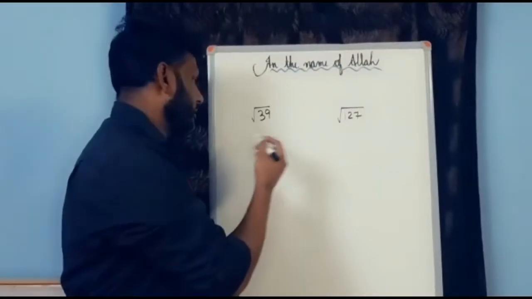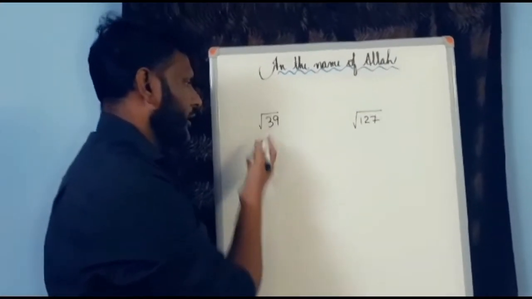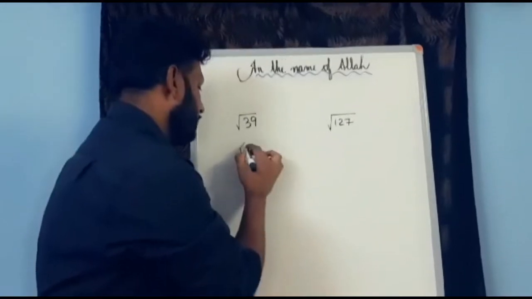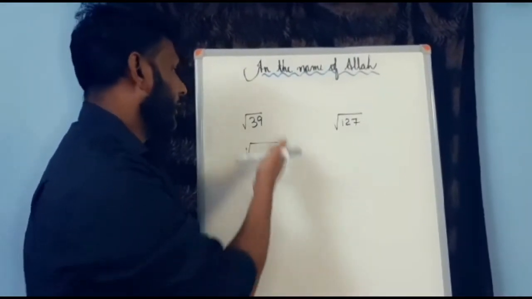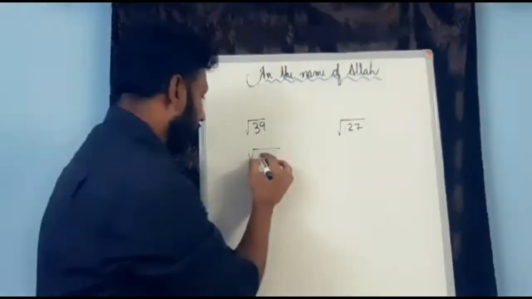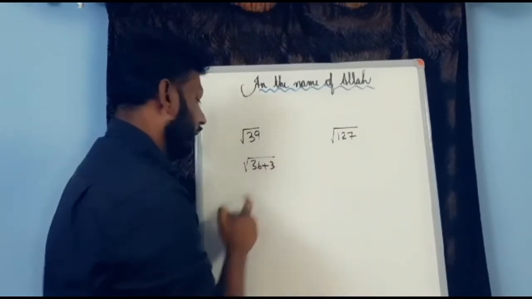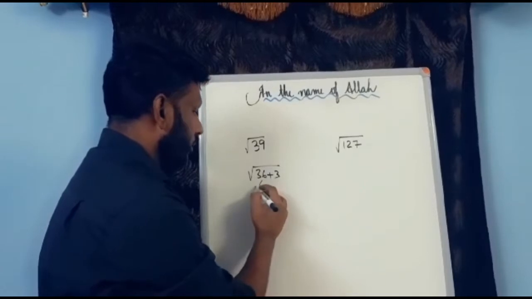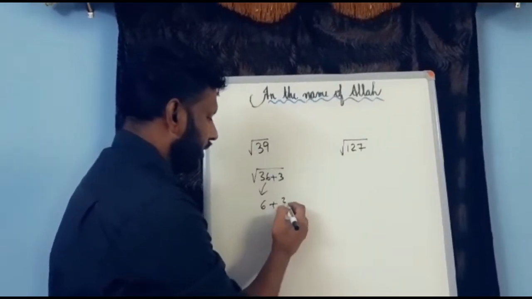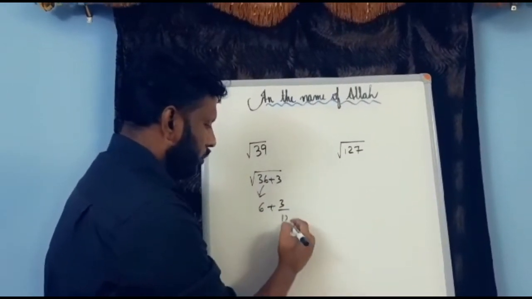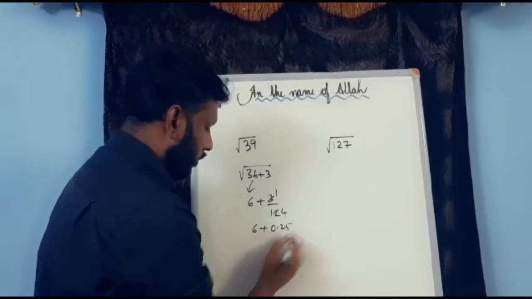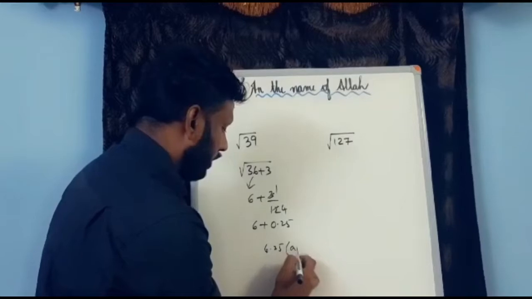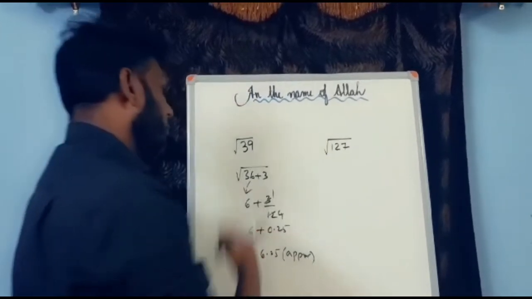Now another example. Surely 39 is not a perfect square, so split the number in such a way that one part is a perfect square, and depending upon the number we have to add or subtract. So 36 plus 3 is 39. The square root of 36 is 6, plus 3 divided by double of this number, 12. So 3 by 12 is 0.25. 6 plus 0.25 is 6.25, the approximate answer of root 39.